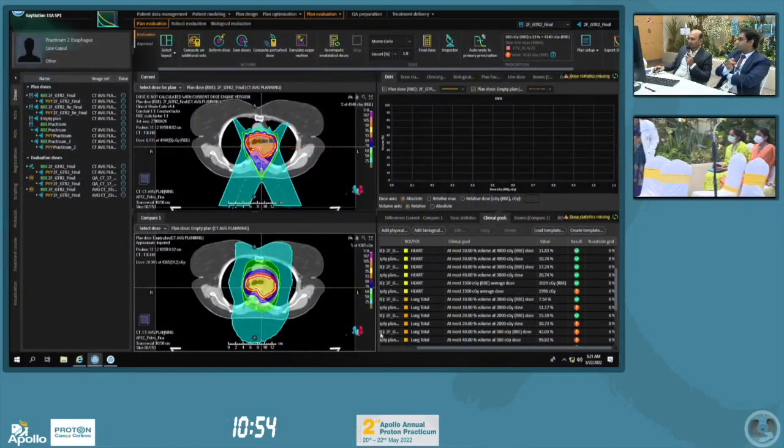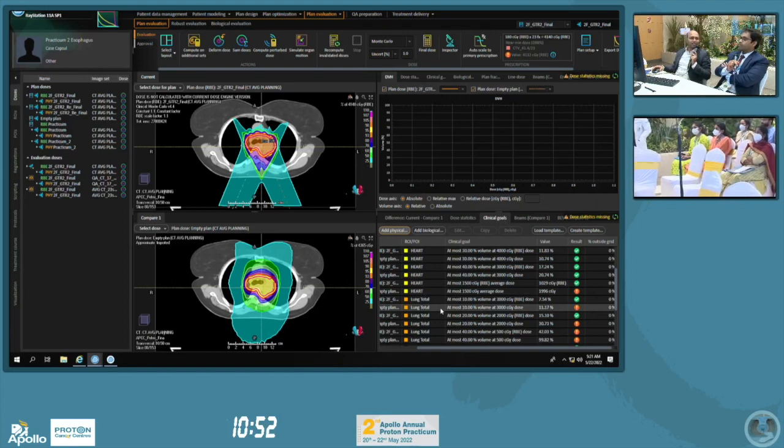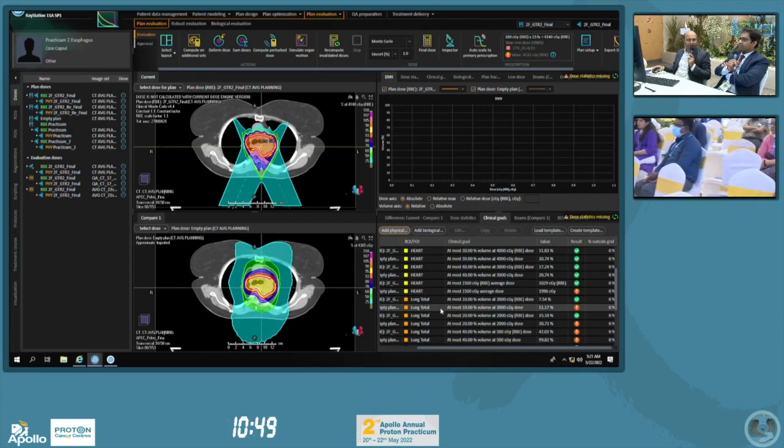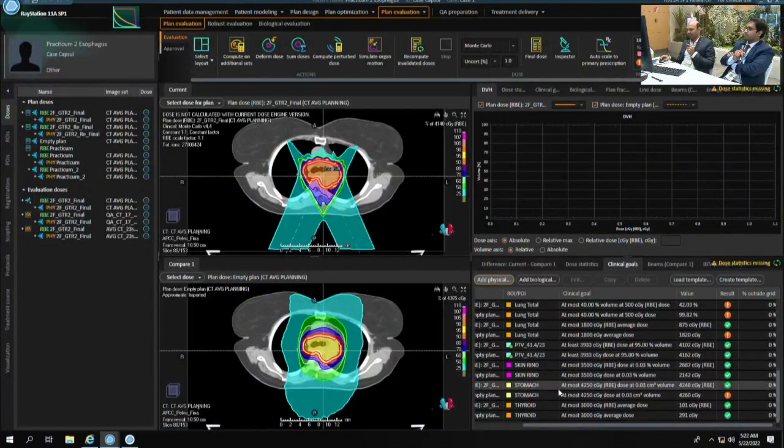Spinal cord dose? Oh, okay. The spinal cord dose is on the higher side, but it is well within the limit. Anyway, I will show you.